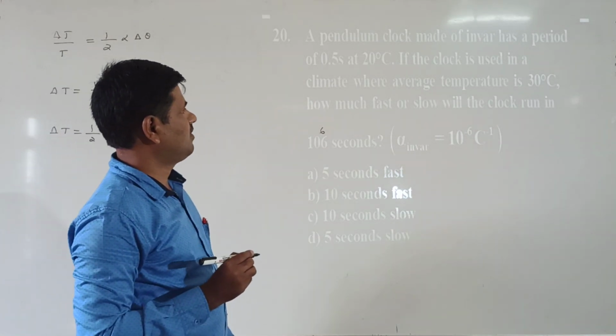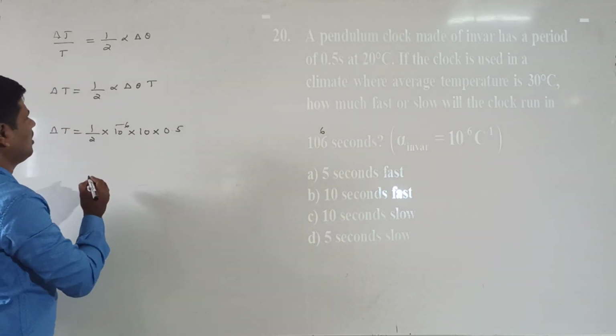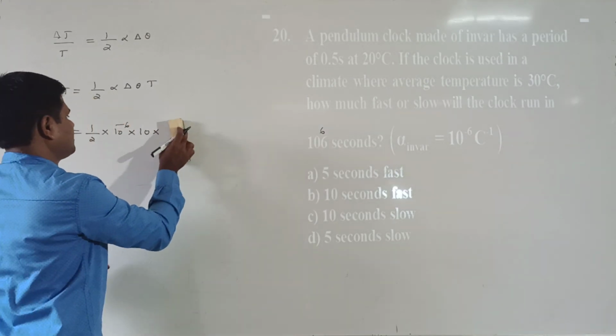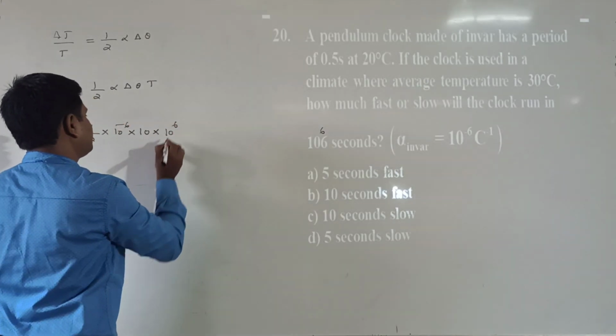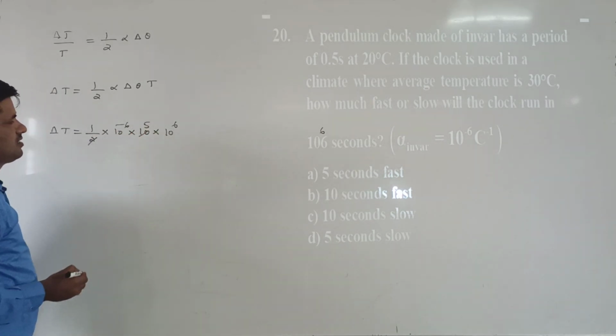First of all, the time given is how much here? 0.5. Now this is the 0. Here the clock will run in 10 power of 6. Time is given as 10 power of 6. Now what is here? 2 ones are 2, 5s are 10 power of minus 6 plus the answer.